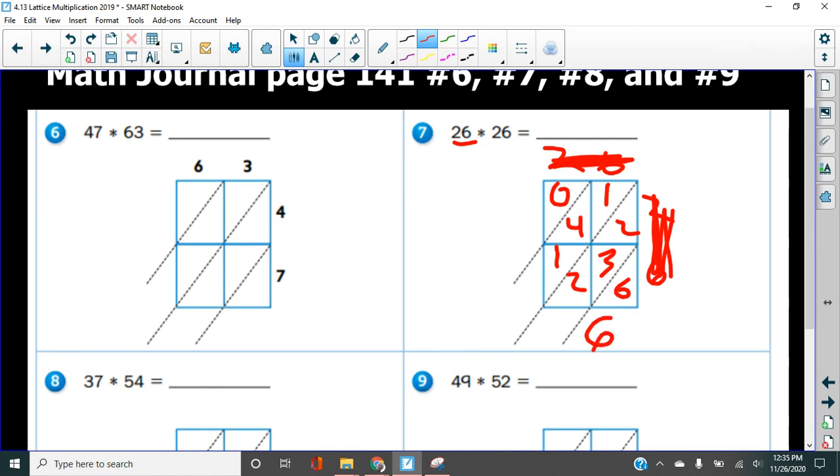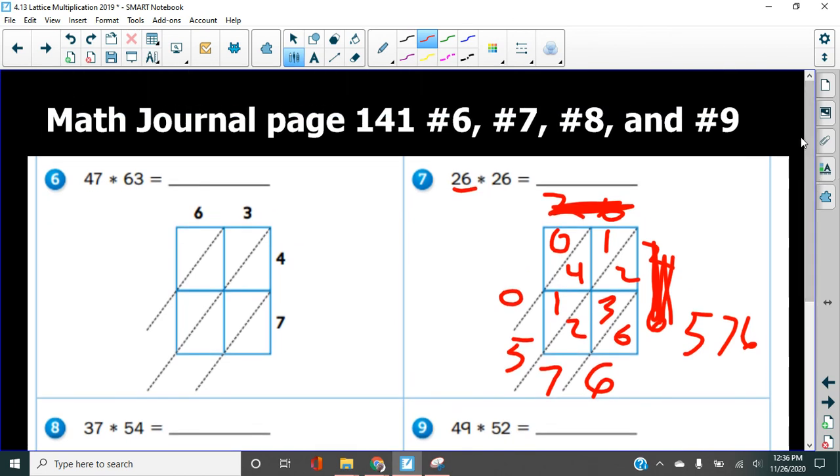6 plus nothing is 6. Here we have 2 plus 3 plus 2, 7. Here we have 1 plus 4 plus 1, which is 5, and 0 would be nothing. So our answer is 576. All right, you are doing this math journal page. We have done number 1 and number 7. So you are going to do the rest of the problems on math journal page 141.